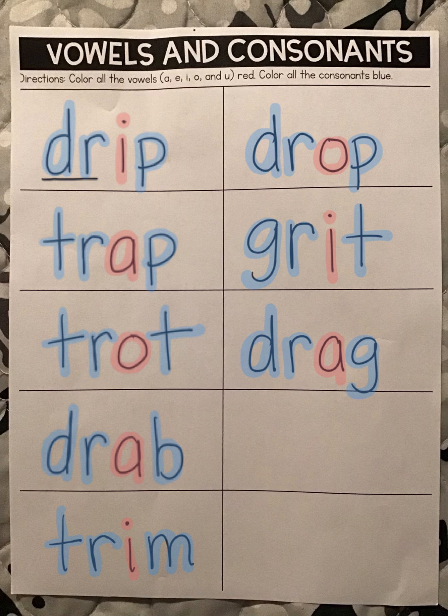Our next word is crop. K, R, A, P. Crop. With your red crayon, please trace the vowel in crop. Ah is my vowel in crop. Blue crayon, please trace the consonants. K, R, and P are my consonants in crop.